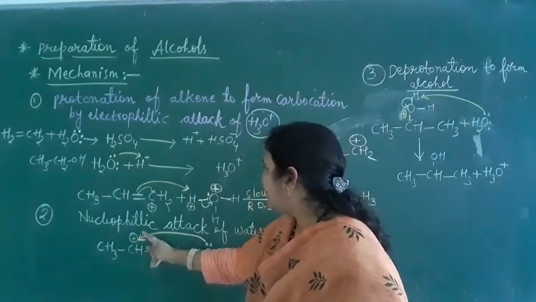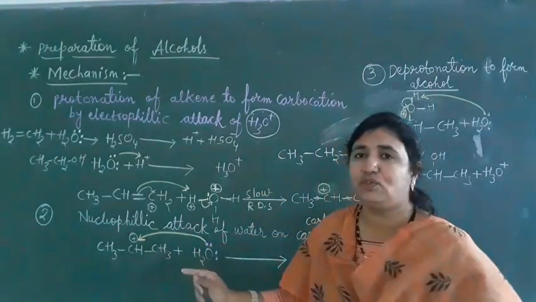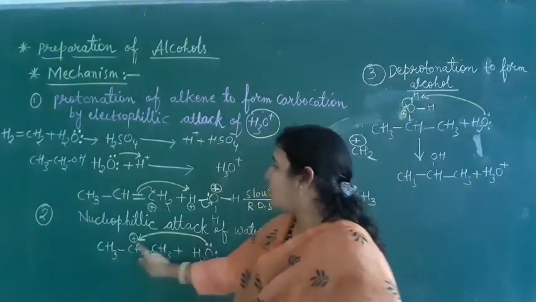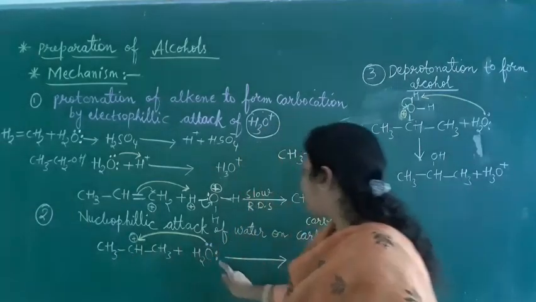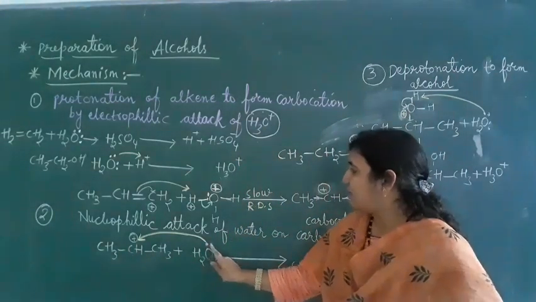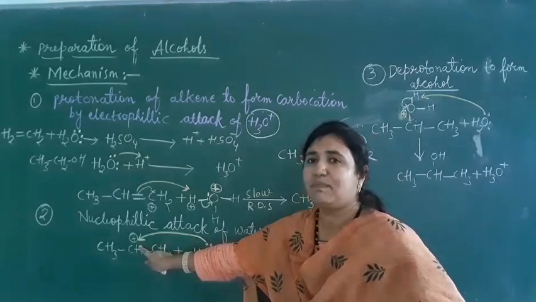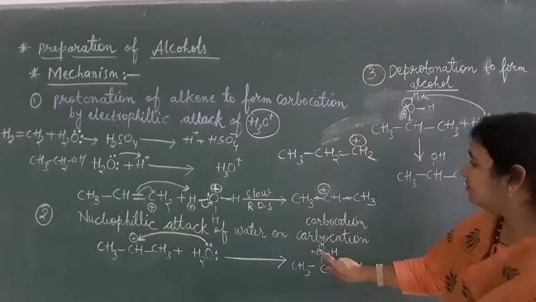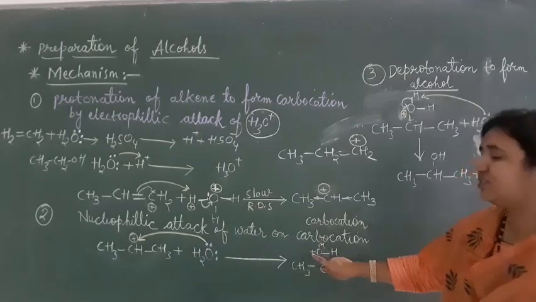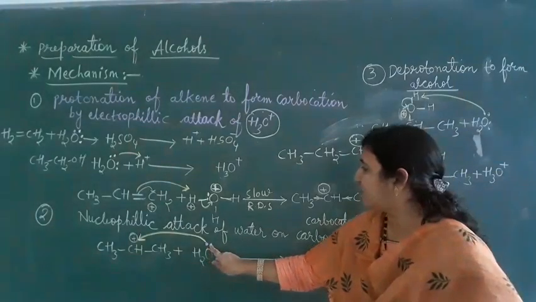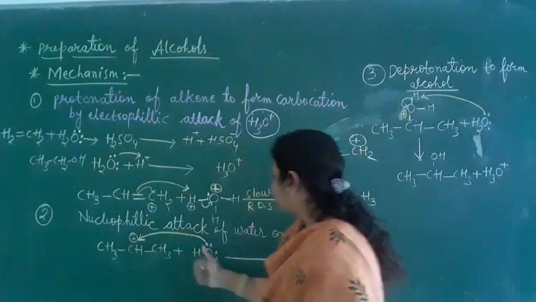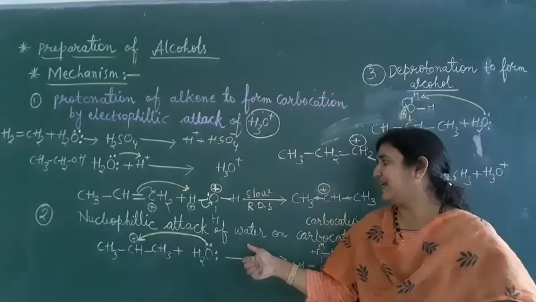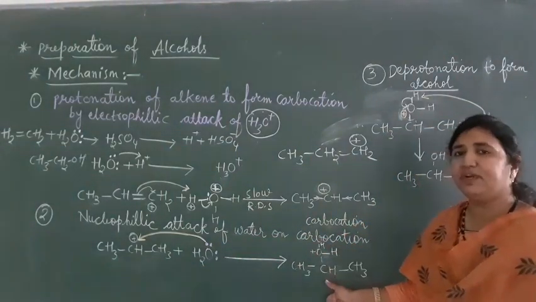Next, the second step. On this carbocation, the nucleophile will attack. Our water acts as the nucleophile. This nucleophile will attack the carbocation here. This oxygen's electron pair will attack the carbocation. So on this oxygen, a plus charge will come, because these two electrons are attacking here. So this oxygen gets a positive charge. The second step is the nucleophilic attack of water on the carbocation.